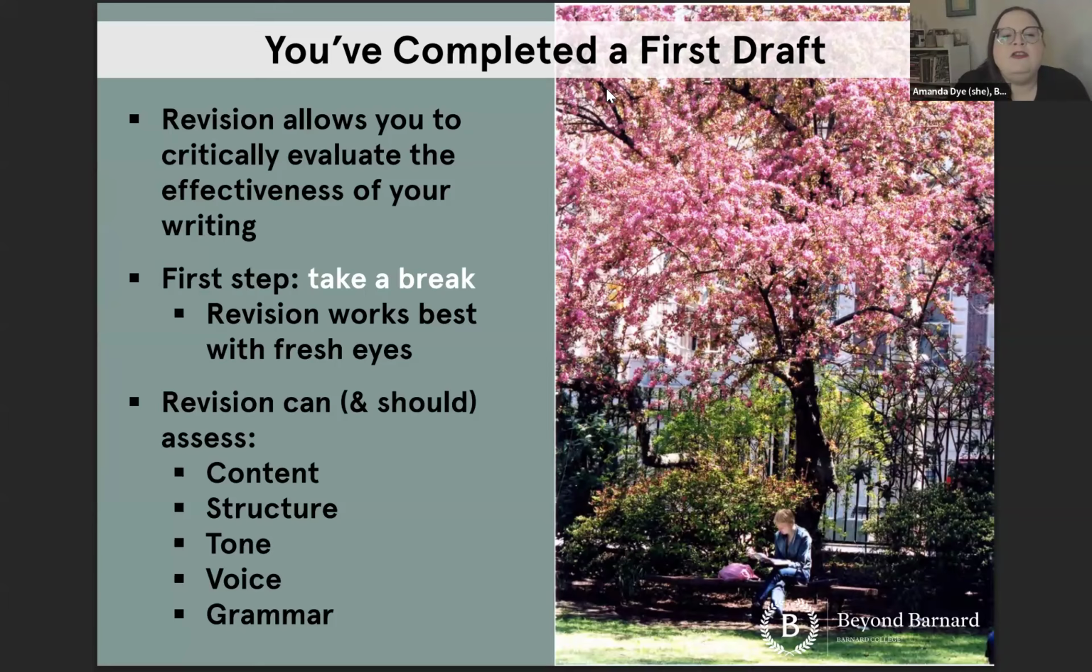When you're revising, you should be paying attention to and assessing and addressing content. So, of course, the exact things that you're choosing to write about, the structure, which I think is really important, the tone of your writing, the voice, and of course, some grammatical considerations. And in the third section of the presentation, we're going to talk about the specifics that I think are important for each of these forms of revision.